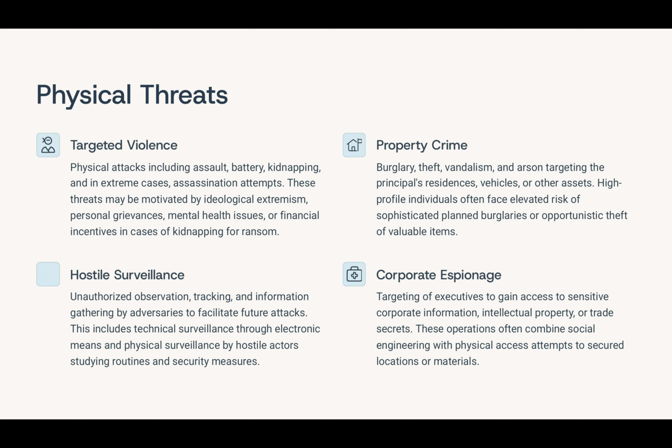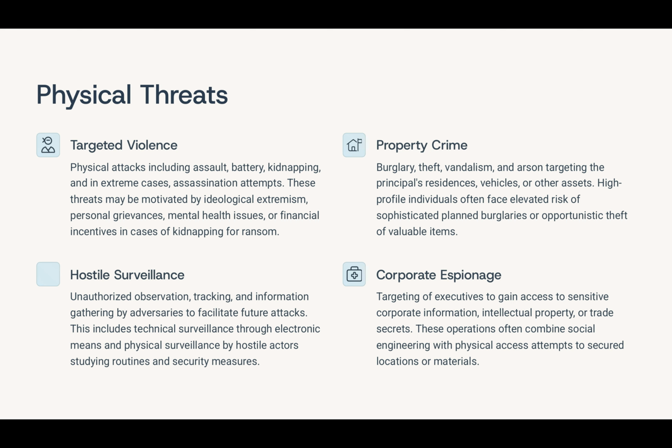Hostile surveillance is another important aspect of the physical threat landscape. Adversaries may engage in unauthorized observation, either through electronic means or in person, to track routines, gather intelligence, and identify patterns or vulnerabilities. This surveillance is often a precursor to more serious attacks.